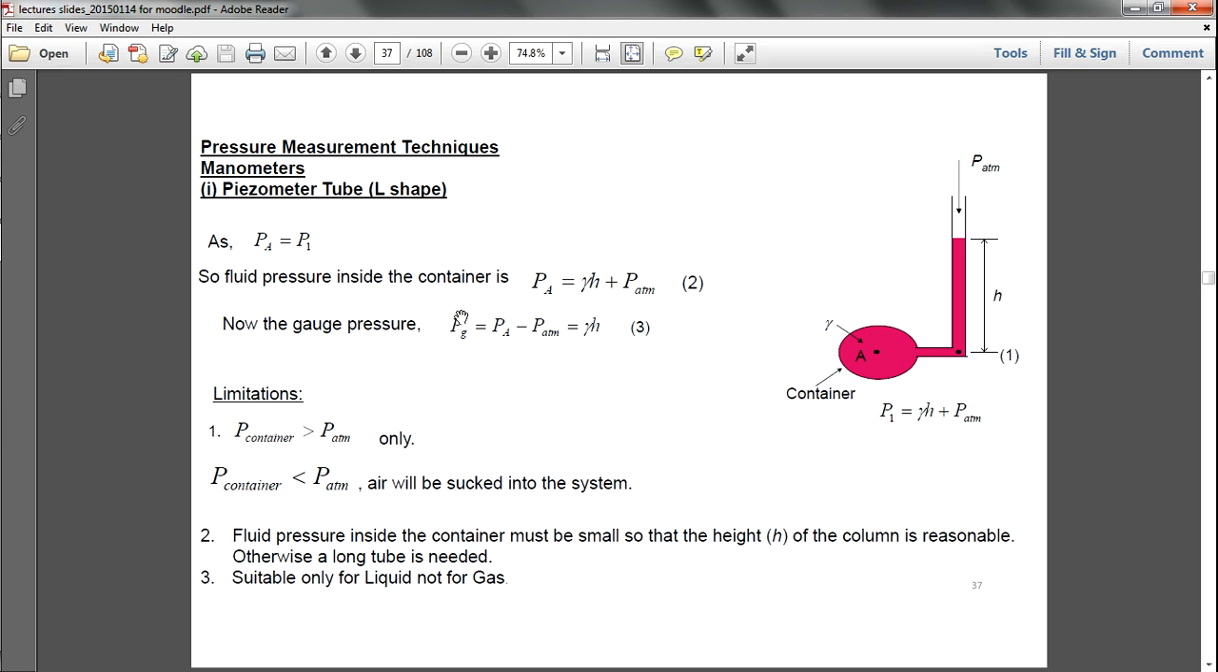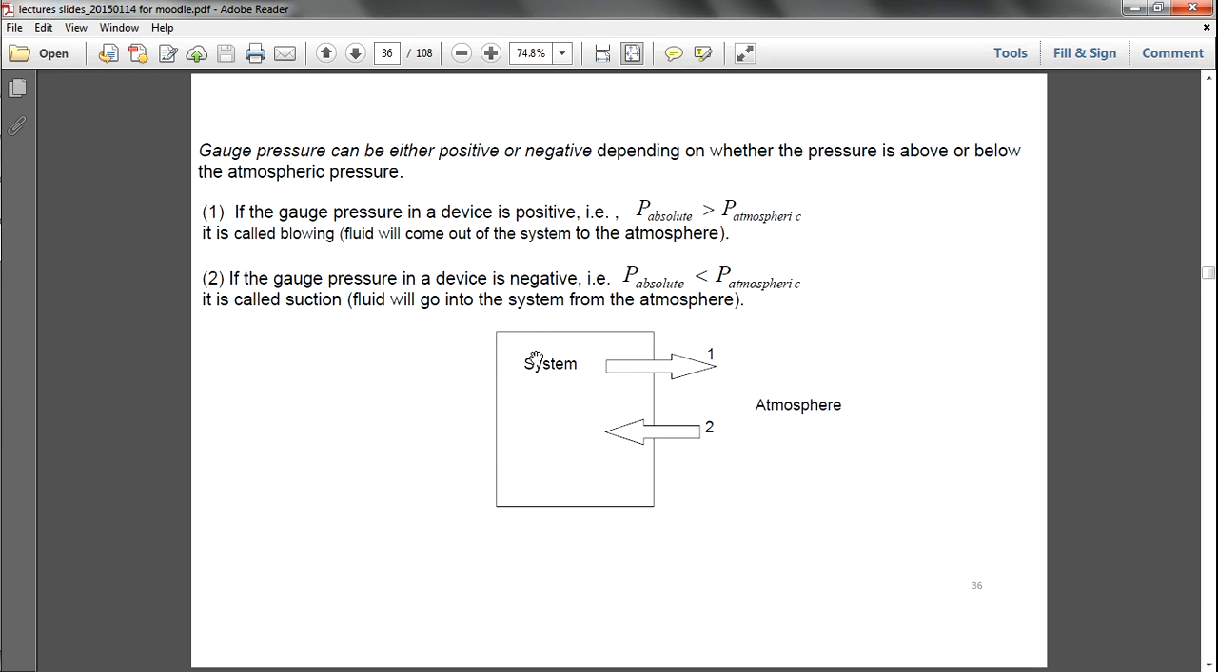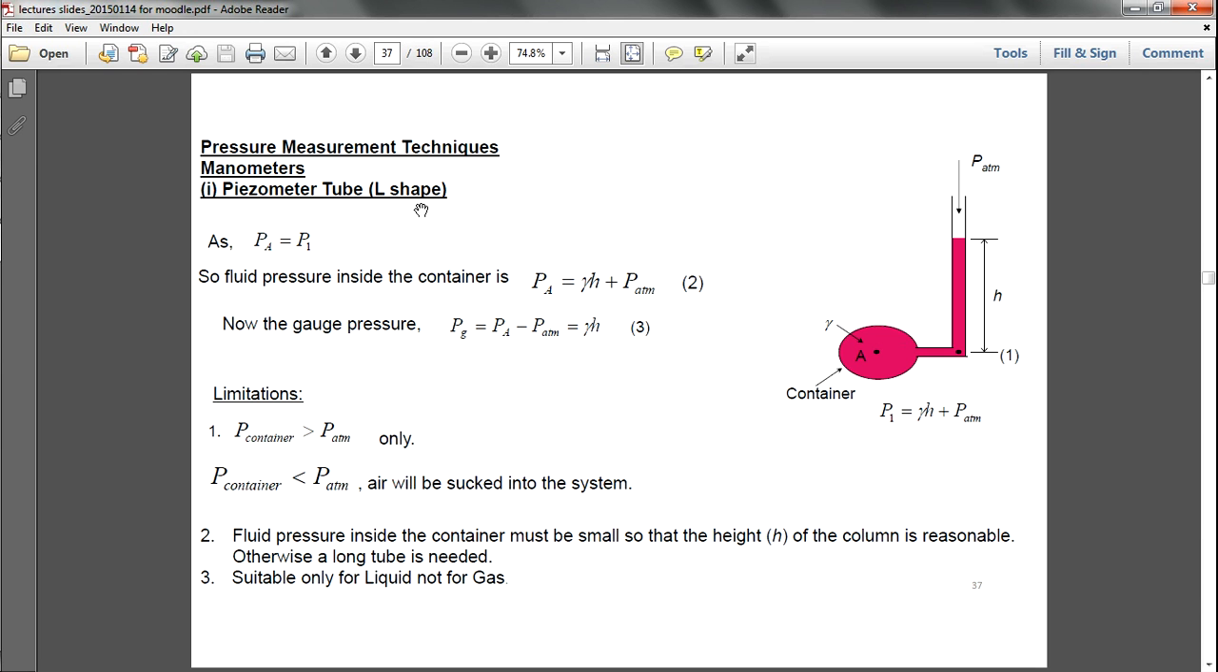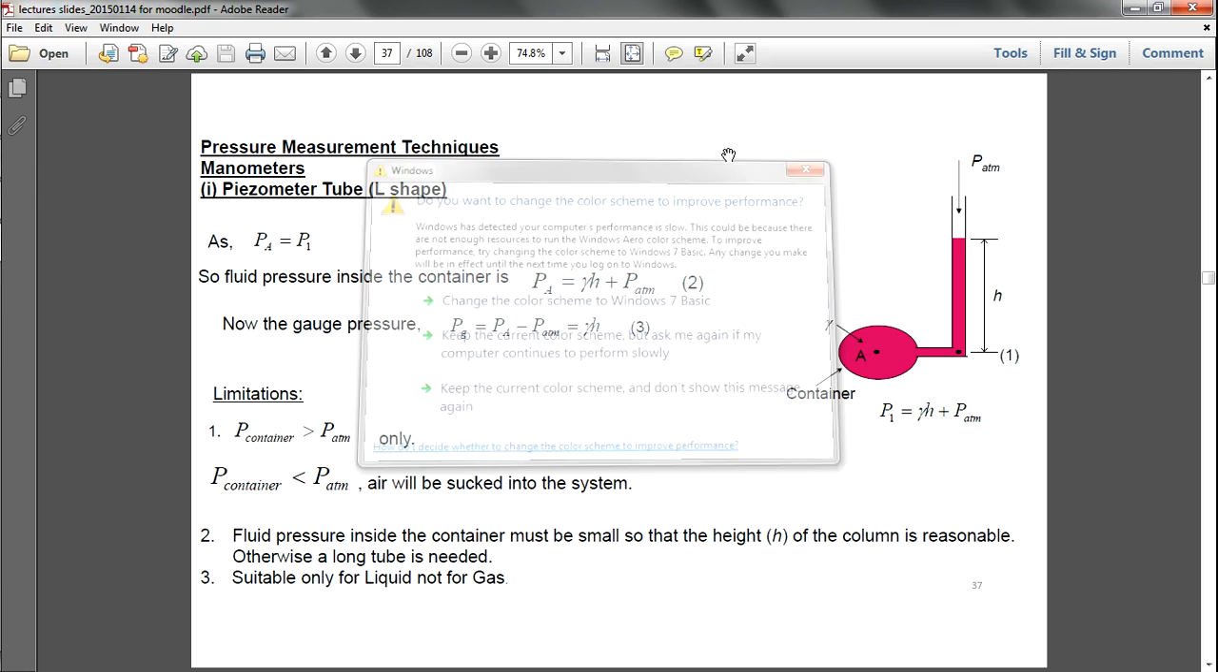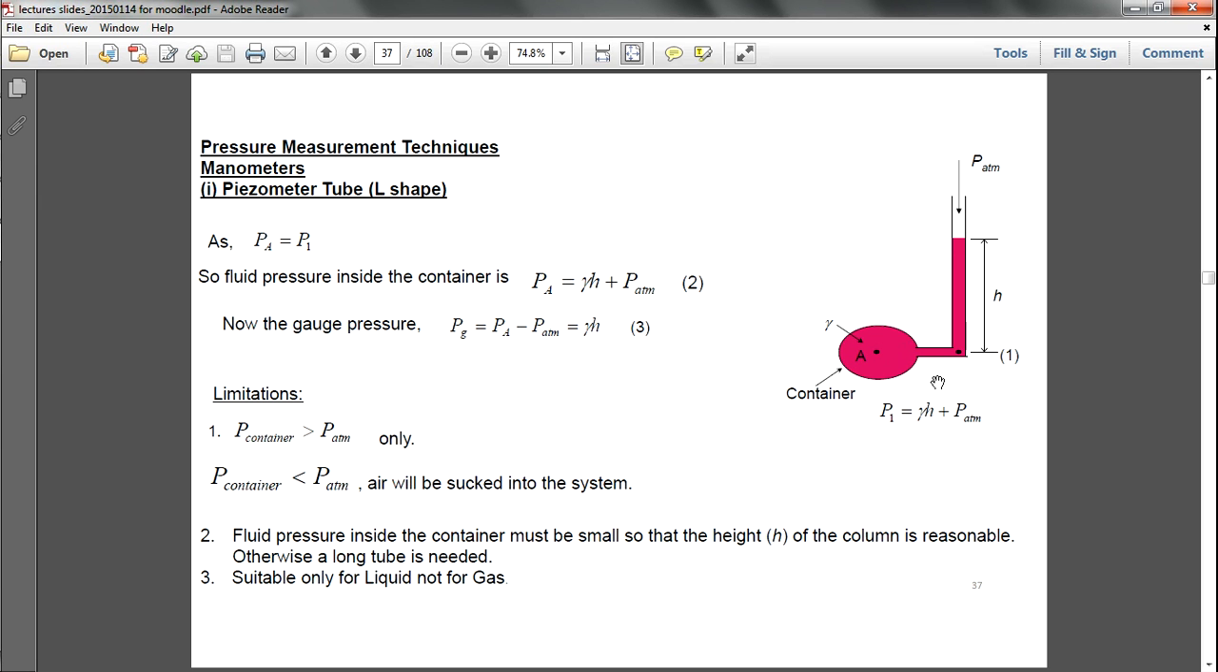Similarly, when you apply this theory to the piezometer, if the pressure in the fluid itself is larger than the atmospheric, nothing happens and you can measure. But if you have pressure that is lower, you create suction. The atmospheric pressure will try to go in and fill it up, so you mess up the whole measurement.